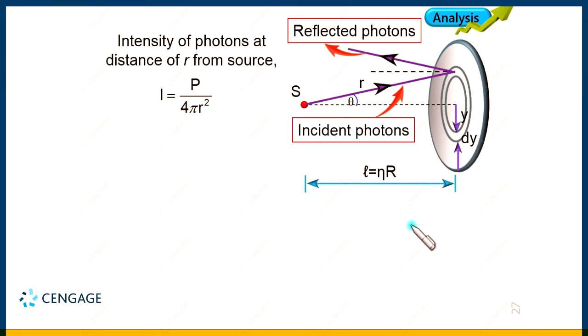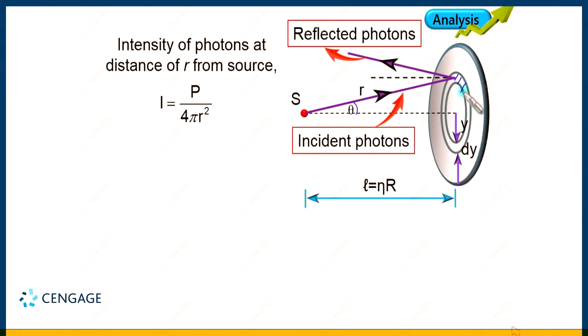Now let us calculate the linear momentum, or momentum per second, of the photons striking the ring per second. We know the formula for the constant angle and constant magnitude of the intensity. Here let us consider this area as dA, this one, this area is dA.